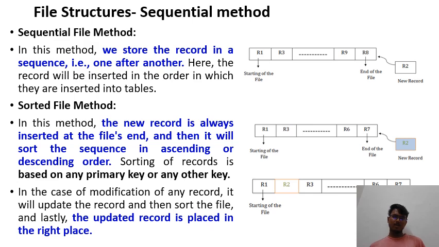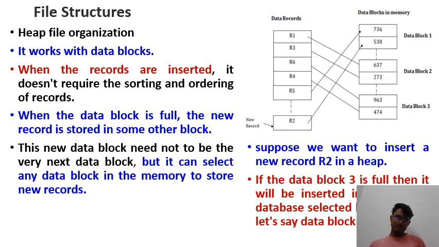We store the records in a sequence one after another. The new record is always inserted at the file end, and then the sequence is sorted in ascending or descending order. And heap organization works with data blocks. When a record is inserted, it doesn't require sorting or ordering of records. When the data block is full, the new record is stored in some other block, and this data block need not be the very next data block, but it can select any data block in the memory to store the new records.